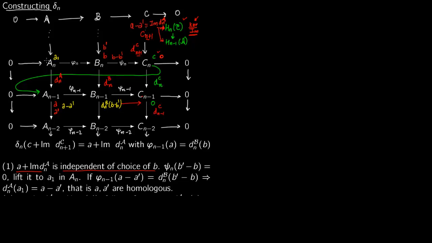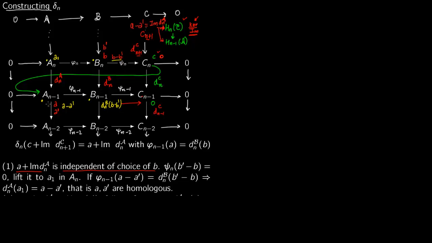Now notice this square is commutative: A n, B n, B n minus 1, A n minus 1. On this side you're going from A1 to B minus B prime, and from B minus B prime you're going to d n of B minus B prime. This d n of B minus B prime is coming from A minus A prime. Another way of saying A prime is, you know that d n B prime will get lifted to some A prime here, because B prime is also getting mapped to C, and C is getting mapped to 0. So you will have d n B prime here, and this will lift to A prime.